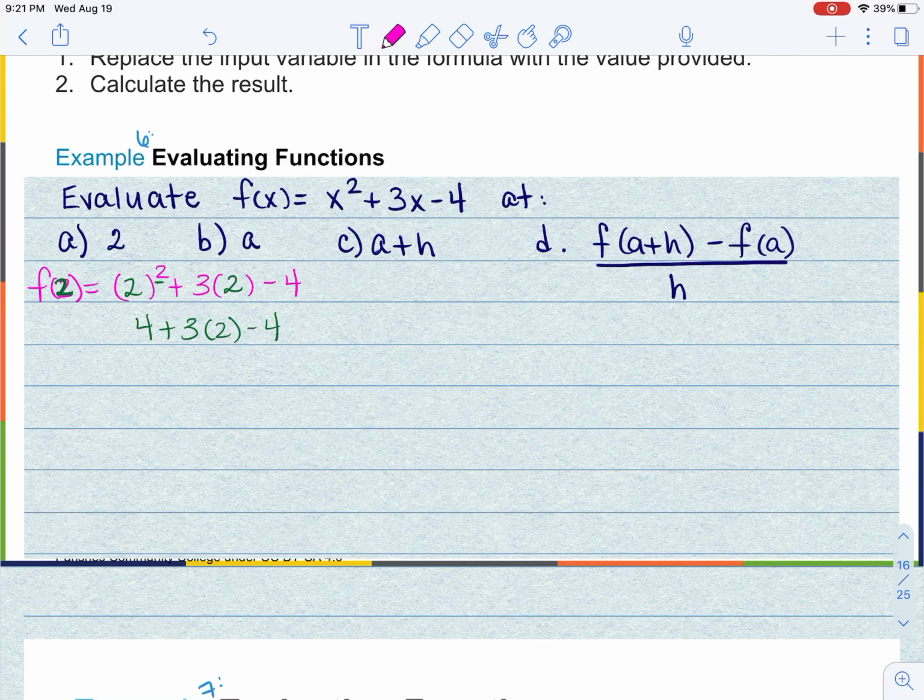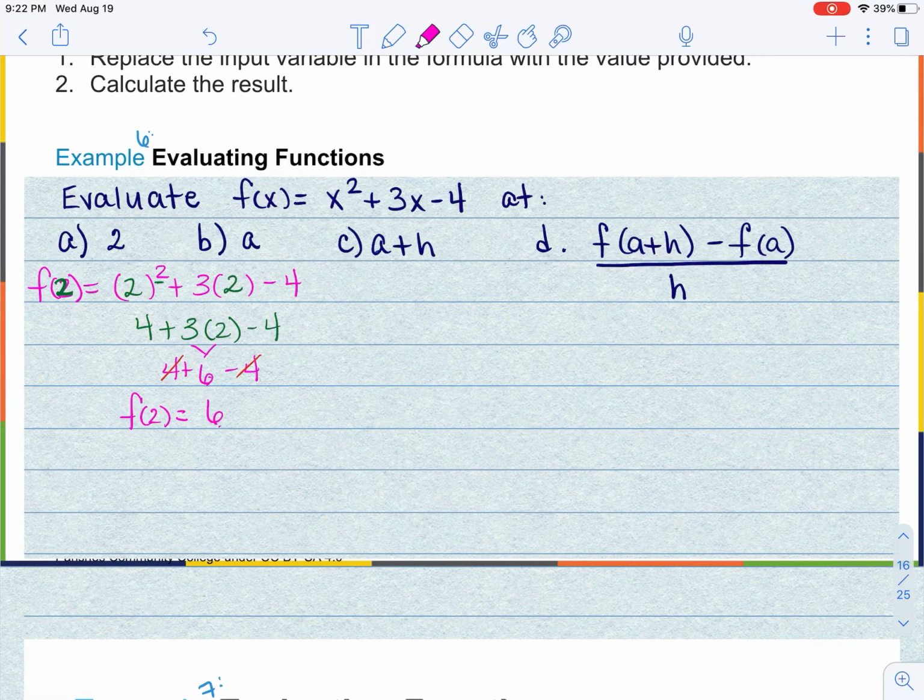Next, I am going to do multiplication. So 3 times 2 is 6. So 4 plus 6 minus 4. At this point, I'm looking and I see that the 4 and the negative 4 cancel each other out, and that just leaves 6. If you had wanted to go through it, 4 plus 6 is 10. 10 minus 4 is 6 that way. So in this case, f of 2 is equal to 6.